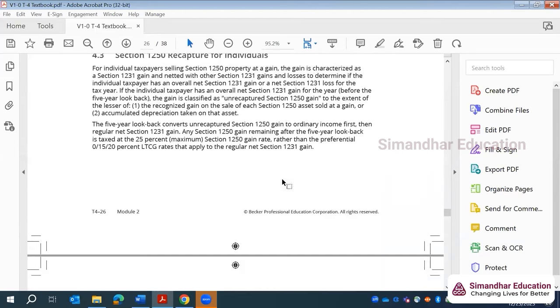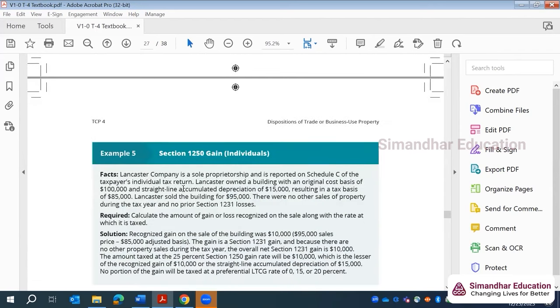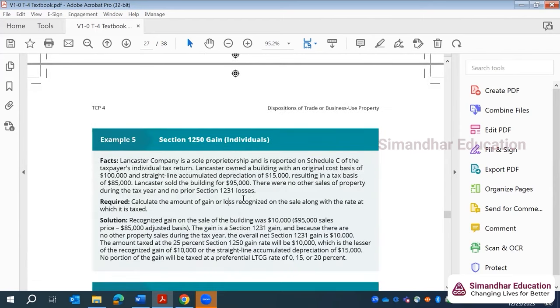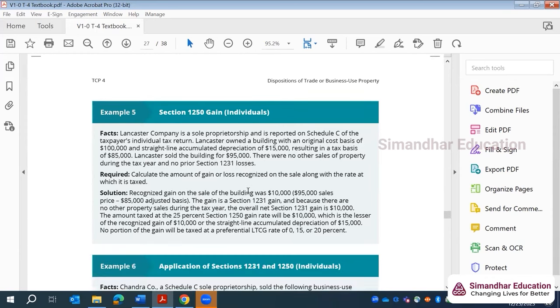Now, the second thing they're asking is to look back 5 years and recharacterize those 5 years of losses as ordinary. In this example, do we have any prior year Section 1231 losses? We don't. So this $10,000 of gain that we have is my Section 1250 gain, and this will be taxed at 25%.